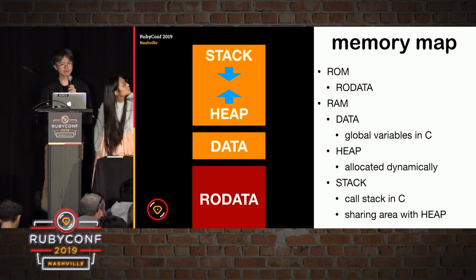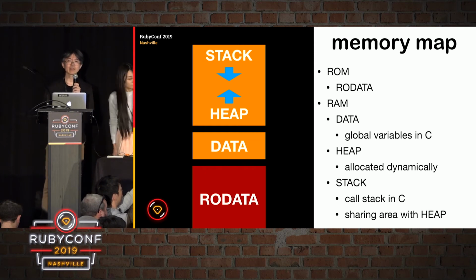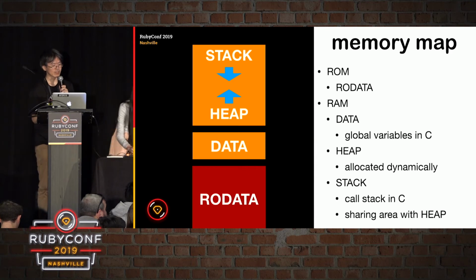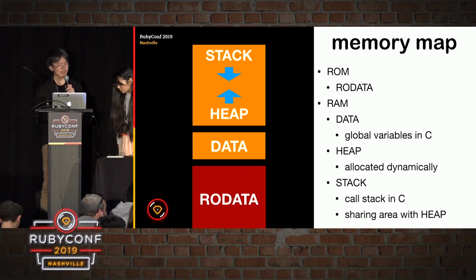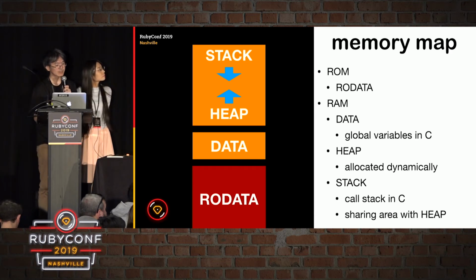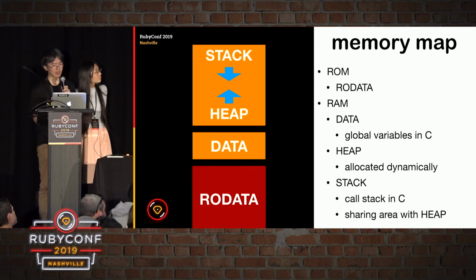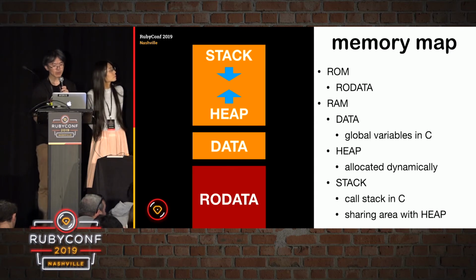Now, let's take a closer look at memory usage. If you use the C language, you may have heard about memory classification and memory maps. Memory is divided into some areas, such as read-only data, data, heap and stack. Constants are placed in read-only data, which is usually in flash ROM. Global and static variables are placed in data, and memory allocated during execution is placed in heap. In this talk, we are going to use read-only data and data as well as heap to reduce consumption.